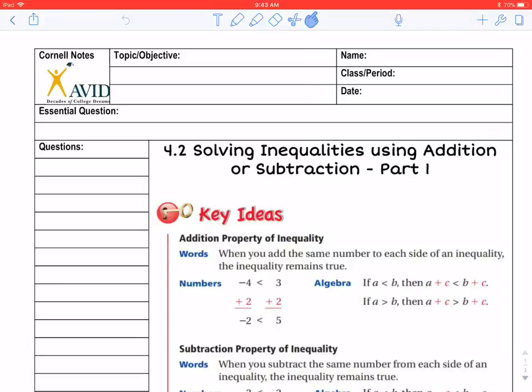Happy Wednesday, everybody. In this video, we're going to be going over 4.2, so the second part of Unit 4, solving inequalities using addition or subtraction. And you're going to see that this is going to be very similar to solving equations. Some of this stuff that I'm going to be talking about is going to seem like I'm just repeating myself from last semester because you're going to be used to it already.